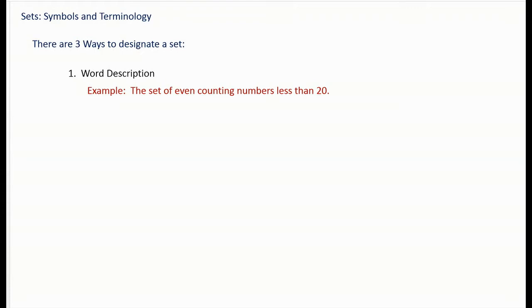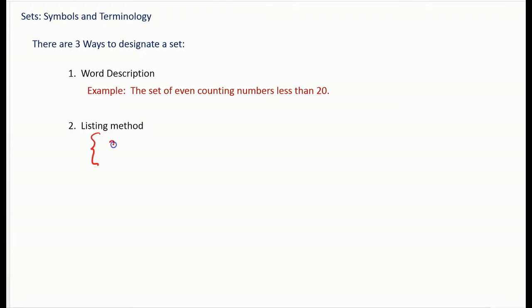Another way to describe this same set would be using a listing method. Using a listing method, you want to use set notation, which is these curly braces, and just list the values in the set, if that's at all possible. So if we're talking about the set of even counting numbers, you know what counting numbers are: 1, 2, 3, 4, 5, numbers you count with. And you also know what even numbers are.